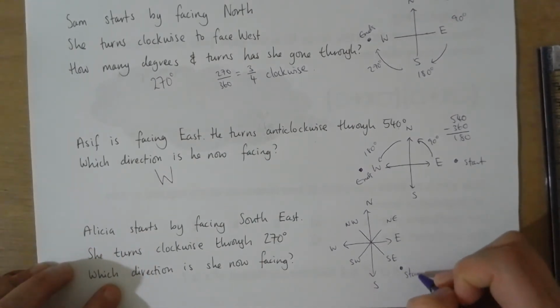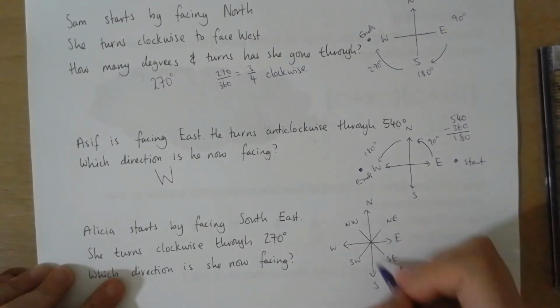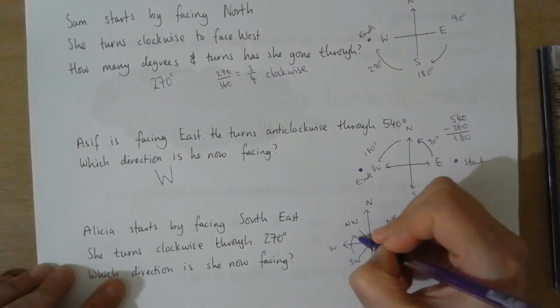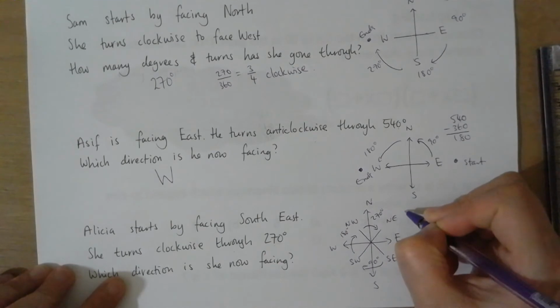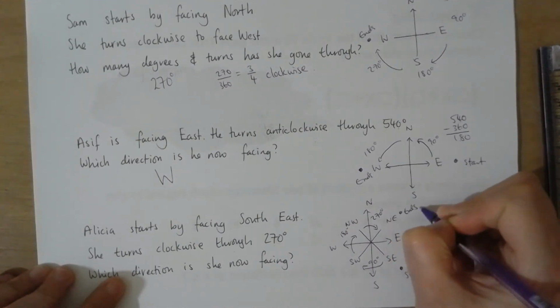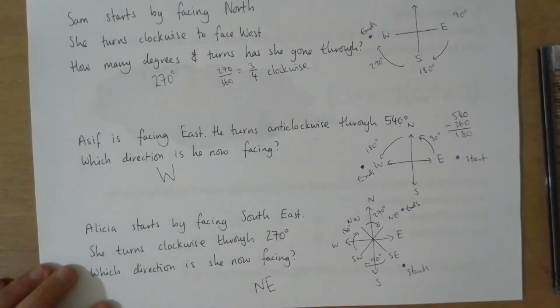Okay, so she starts southeast, which is there. This is where she starts. She turns clockwise, so this motion through 270. So that's 90. That's 180. That is 270. So she ends here. Okay, which direction is she facing? Northeast. Happy with that?